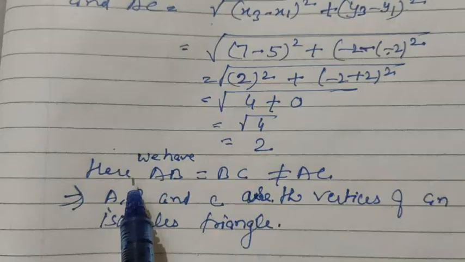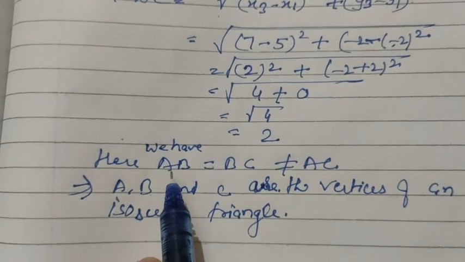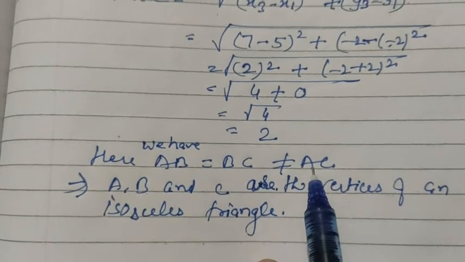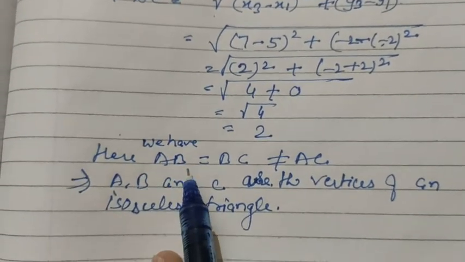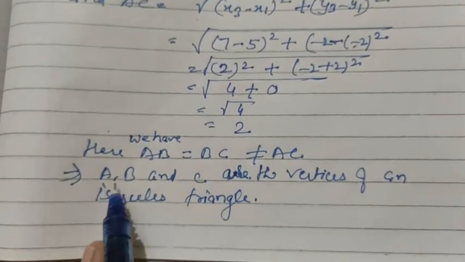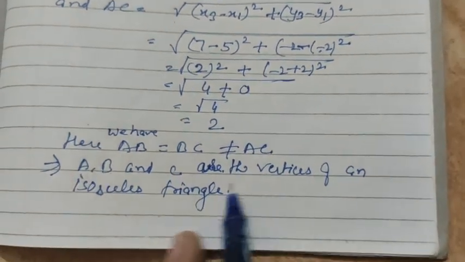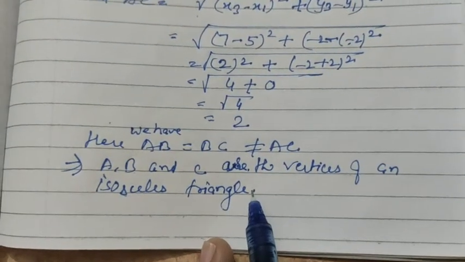So you can see here we have AB equals to BC but not equal to AC. This implies triangle ABC is an isosceles triangle, or we can say A, B and C are the vertices of an isosceles triangle. So pause the video and note it down.